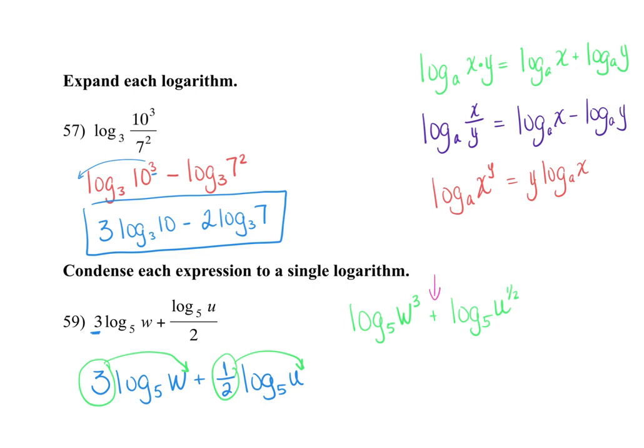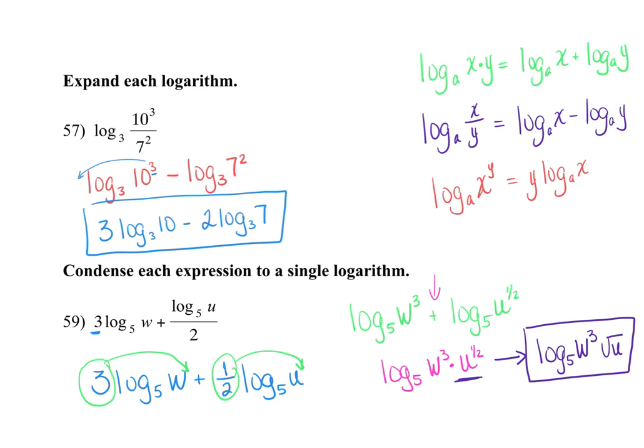Then I'm going to look at the fact that I am adding. Remember, addition relates to multiplication. So I can make them all one logarithm by multiplying them. I'm going to keep it a log base 5, and multiply w to the 3rd times u to the 1/2. Anything to the 1/2 power is the same thing as writing it as a square root. So the final rewrite here is log base 5 of w to the 3rd times the square root of u. My final answer should have only one logarithm in it.